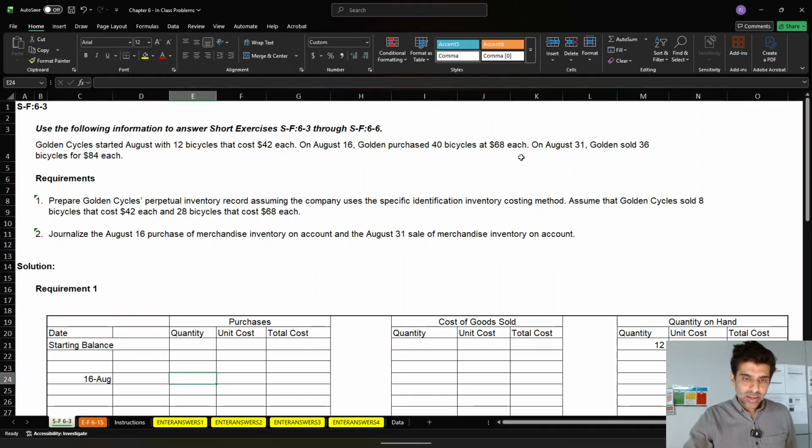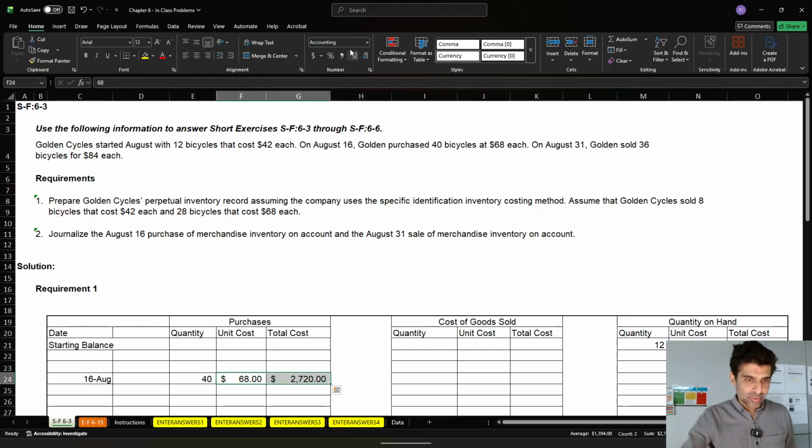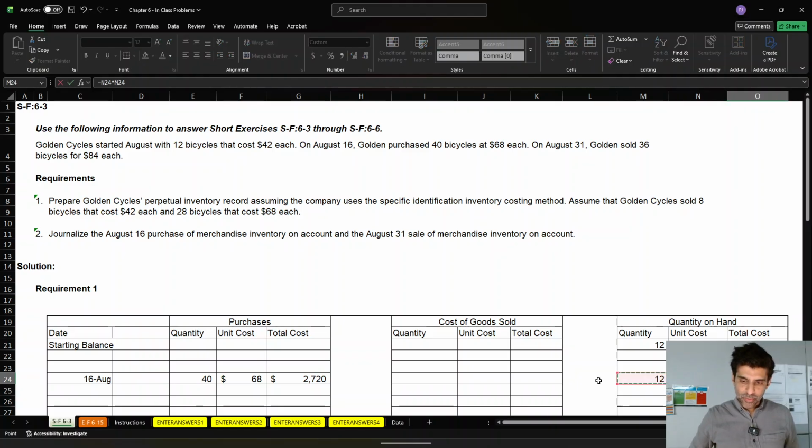It's saying we're buying 40 bicycles at $68 each. So quantity 40, unit cost $68. And so the total value of this purchase is $2,720. So just make these dollar amounts to make this clear. Okay, so now in our inventory, we have the original 12 at $42 each, which is worth $504. And then we have 40 more units at $68 each.